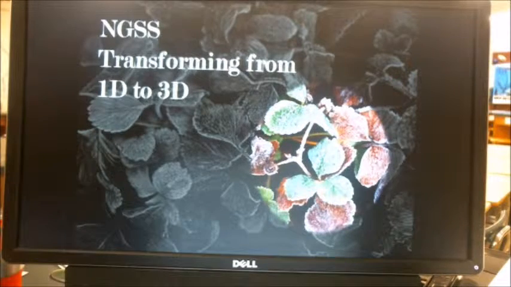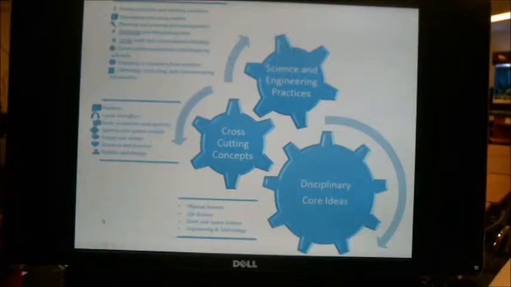This is a presentation documenting my transformation from a one-dimensional teacher into a three-dimensional teacher in terms of the Next Generation Science Standards. I've been involved in a program for the last 2 years that's helped me to implement these in my classroom across the state of Montana. And what this one dimension and three dimension refers to are the three parts to the Next Generation Science Standards.